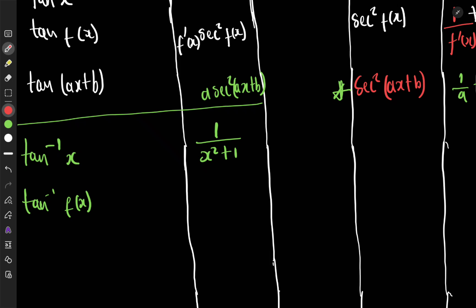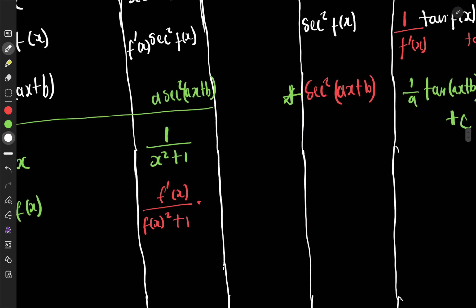What's the outside? The outside is just tan inverse. What's the derivative of tan inverse? 1 over that guy. If it was tan inverse of x, it was 1 over x squared plus 1. So this would be 1 over f of x all squared plus 1. Then we multiply by the derivative of the inside, which is f dash x. That f dash x goes to the top, and it becomes f dash x over f of x squared plus 1. So this is what we have if it is tan inverse of f of x.